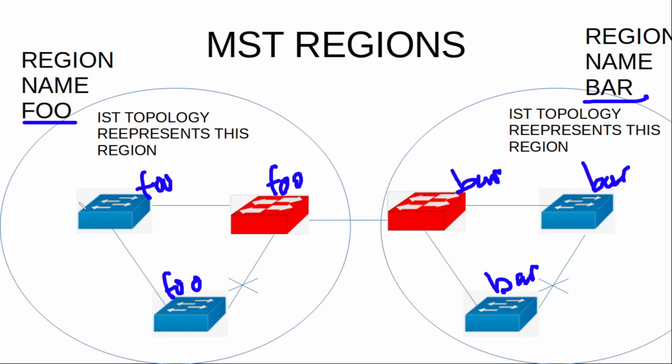Remember that each region is represented by instance 0. Instance 0 has a topology known as the internal spanning tree. So this region named foo has one IST, and this region bar has one IST.